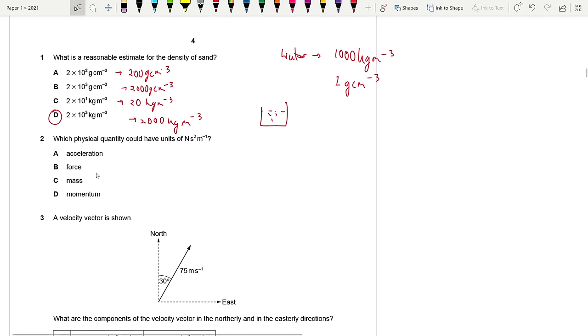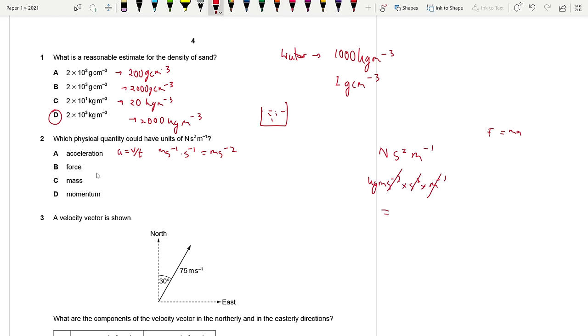Which physical quantity could have units of Newton second square per meter? So acceleration is velocity by time, rate of change of velocity. So meter per second into second minus 1, that's ms minus 2. Now let's look at this unit: Newton second square meter to the power minus 1. Newton is basically force, and F is equal to ma. So that's kg ms minus 2 into second square into meter to the power minus 1. So basically we can get rid of these, and we only end up with kg.